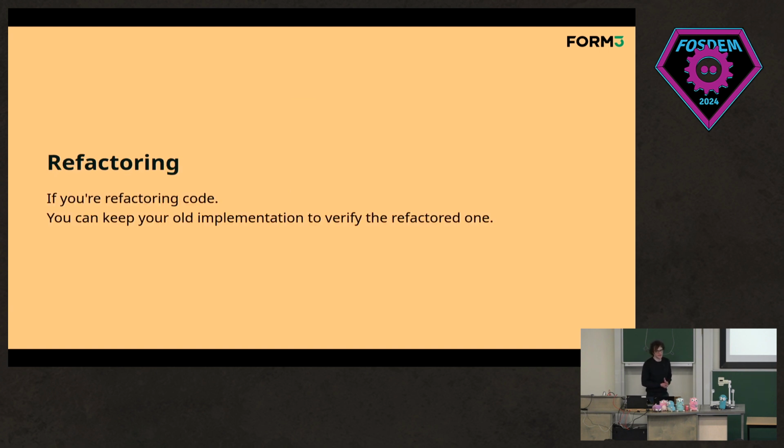The first thing is refactoring. Let's say you have your function, but it's unreadable, maybe it's not performant enough, so you're refactoring the code for whatever reason. You can save your old implementation to the side and use it as a reference when you refactor the code.